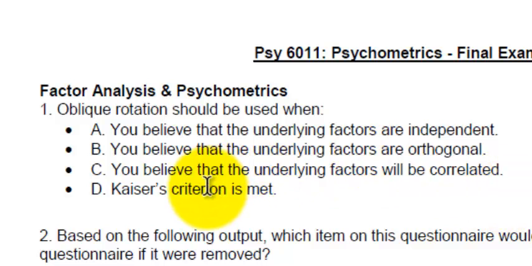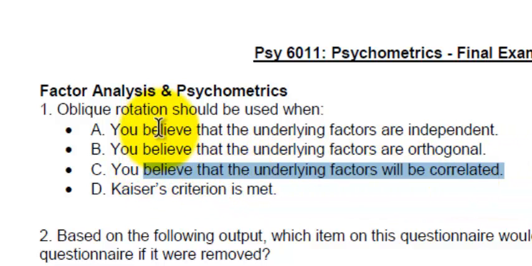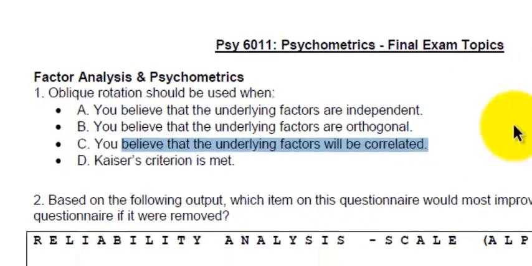All right, the reason we use oblique rotation instead of orthogonal rotation is if we think that the new factors that are going to be created by factor analysis are correlated. Okay, so if you think they're going to be correlated, there's a way to check on that as well, but if you think they're going to be correlated, you should use the oblique rotation. What that means is it allows overlap between your new factors.